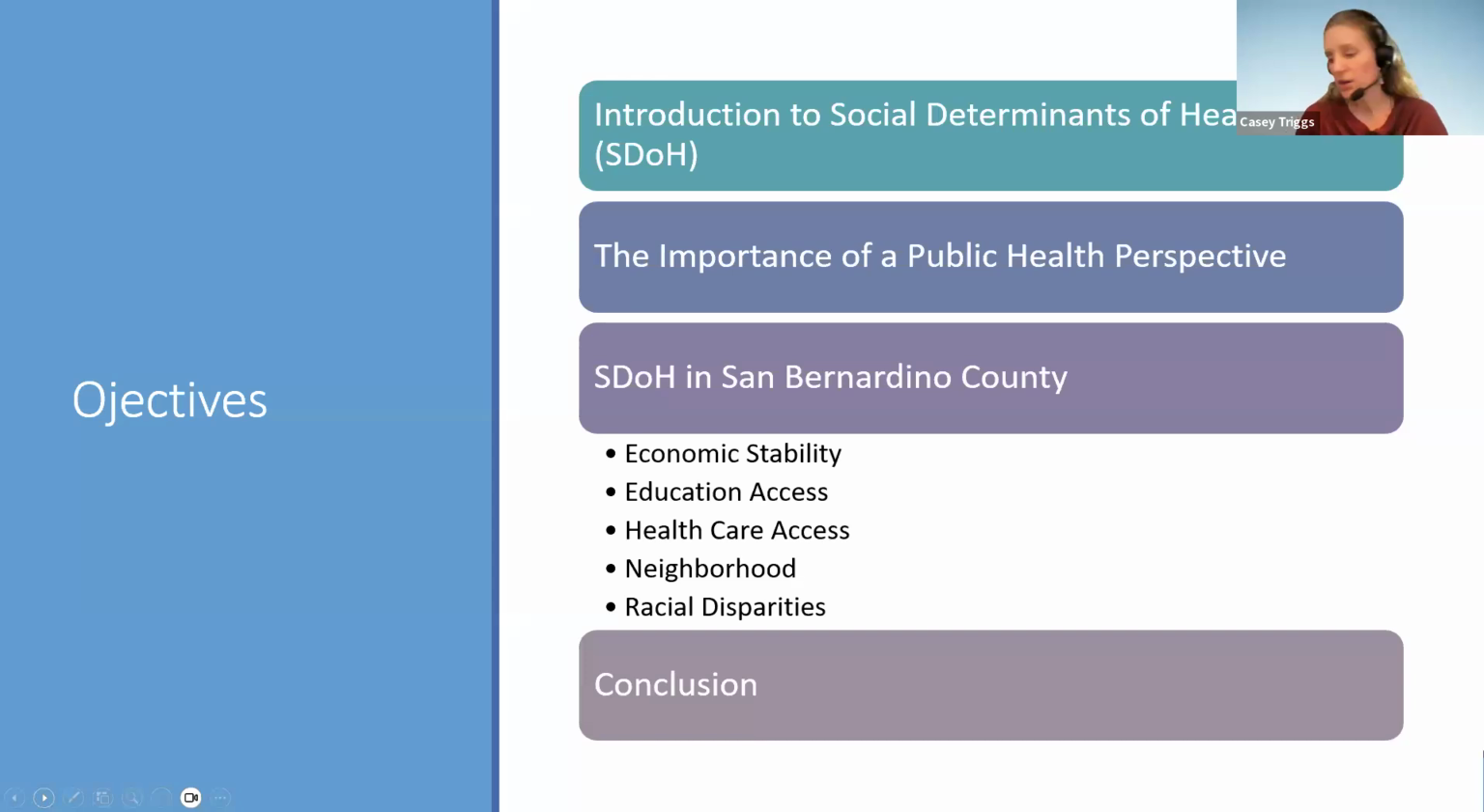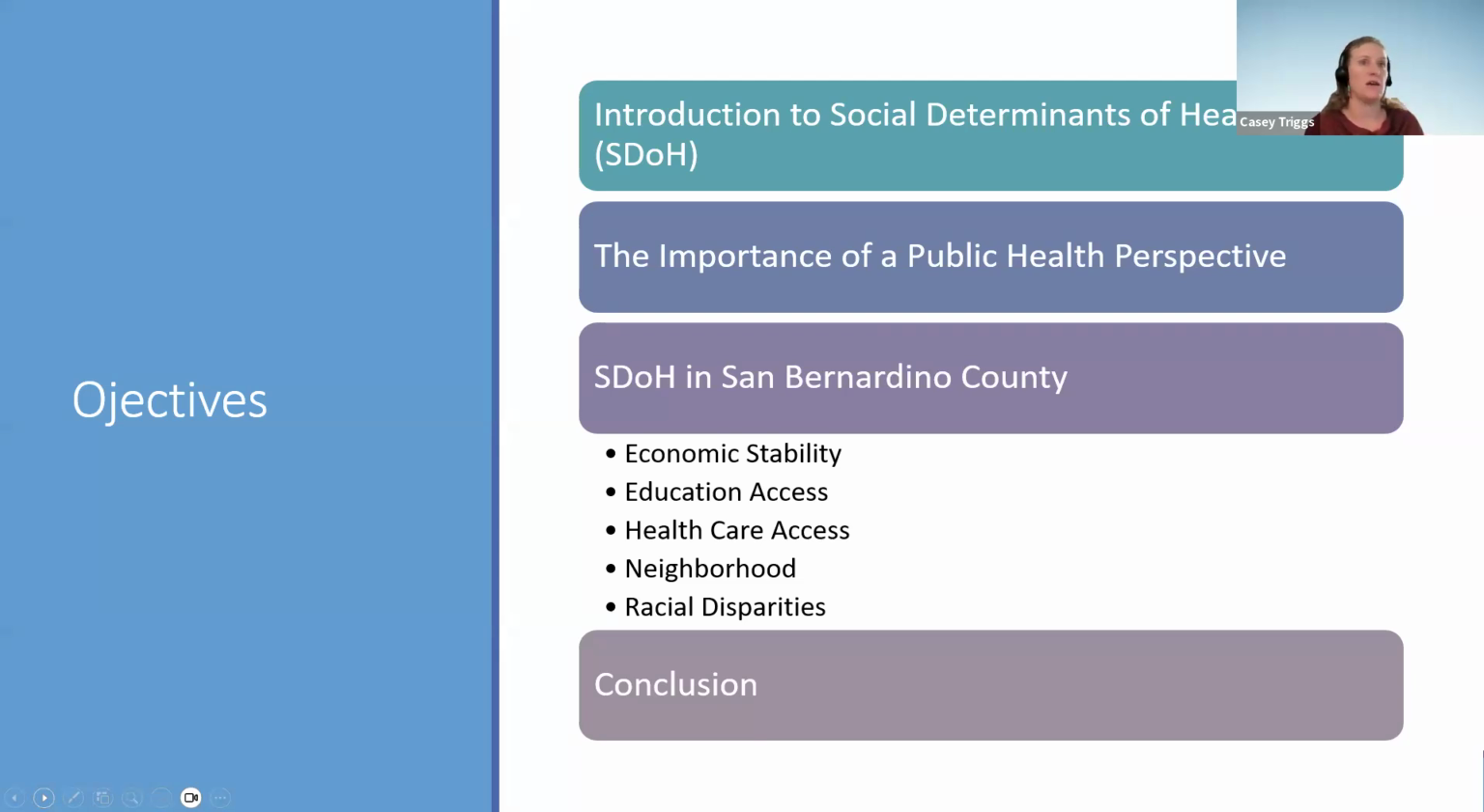Great. So I just want to give a quick overview of today's presentation. First, I'm going to walk through the social determinants of health, what they are and why they matter. I often refer to them as SDOH. It's pretty interchangeable. Social determinants of health is a mouthful. So if you hear me say SDOH, know that that's one and the same. Then I'll discuss how a public health perspective can help address school absenteeism, and then we'll dive into some of the specific SDOH challenges that San Bernardino County faces.